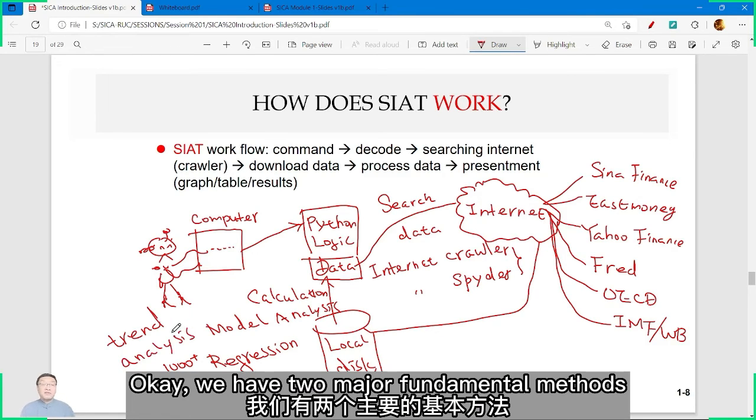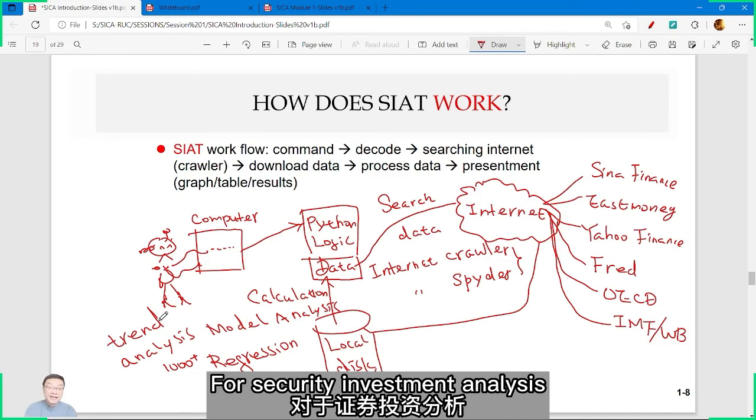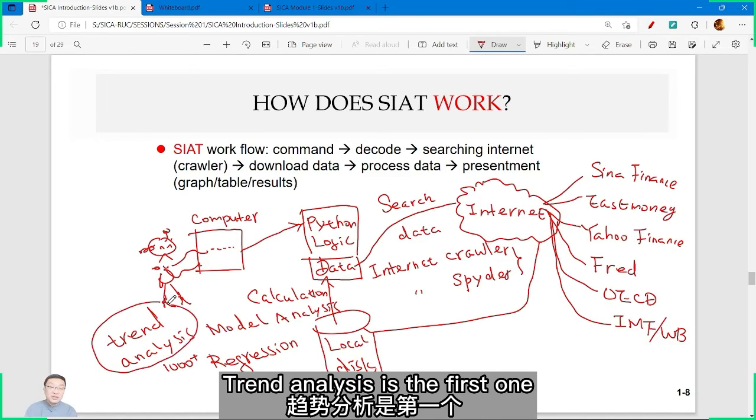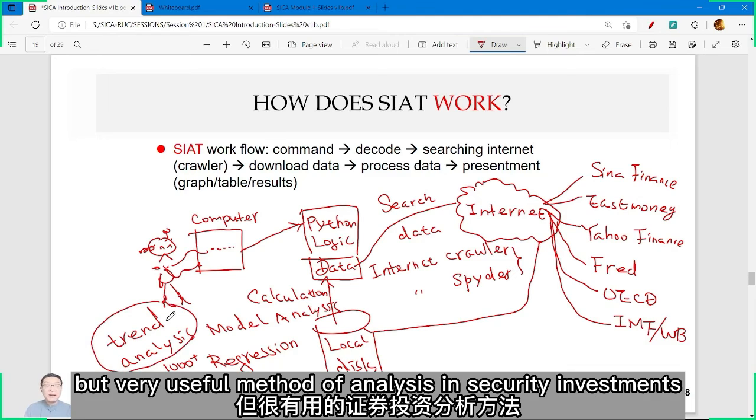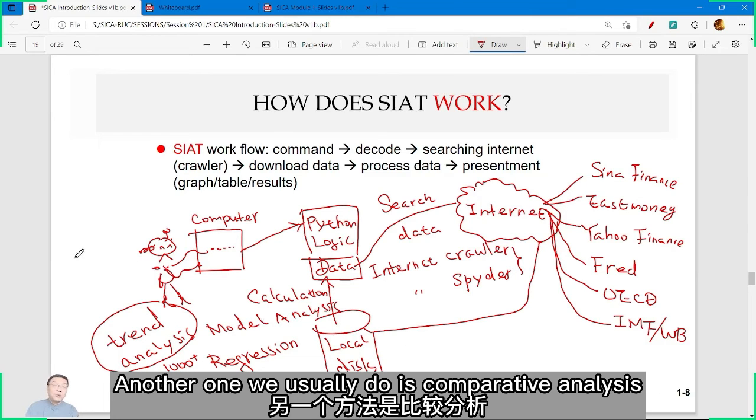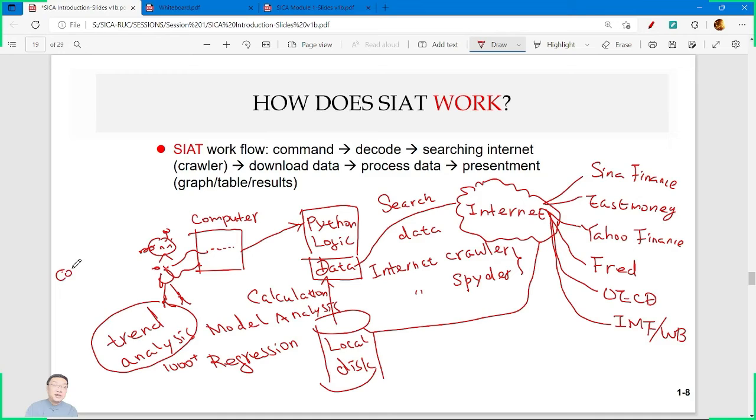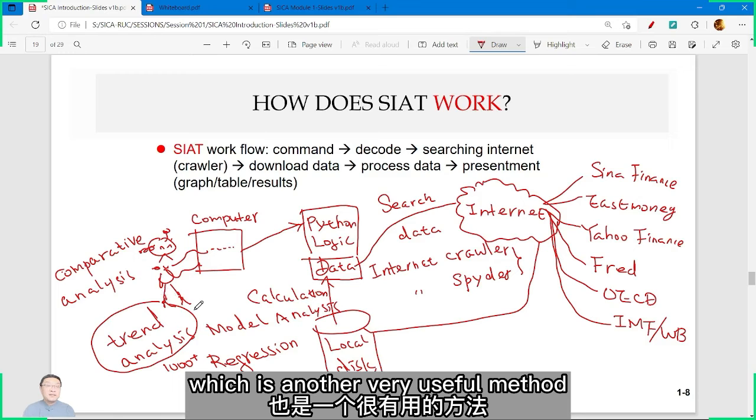Okay, we have two major fundamental methods for security investment analysis. Trend analysis is the first one. It's a very simple but very useful method of analysis in security investments. Another one we usually do is comparative analysis, which is another very useful method.